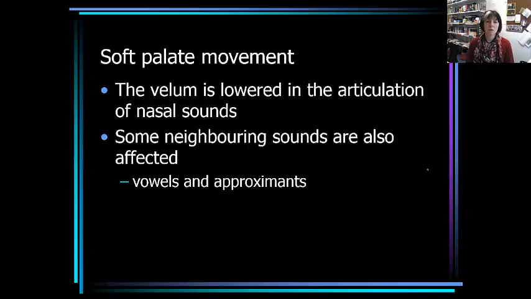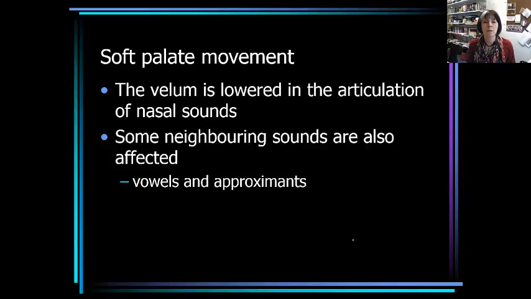Now, something else we have to put in these diagrams is soft palate movement. We have to say what's going on with the velum. Is the velum raised or lowered? And as we know, the velum must be lowered if we're producing nasal consonants, and it must be raised if we're producing obstruent consonants, because we want the pressure build up, or we want the friction basically, and we're not going to get that with a lowered velum.